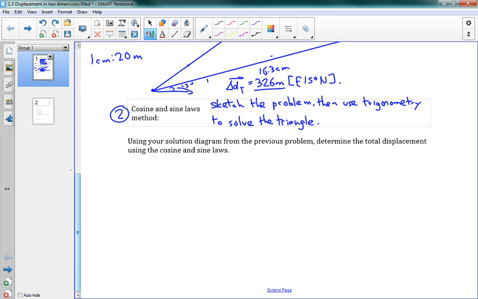Now the only problem with this method is that this only works for two vectors, for adding two vectors together. So if I have 3 vectors, or 4, or 5, or 10, I can't use this method. It only works with 2 vectors. But we'll take a look at how that does work.